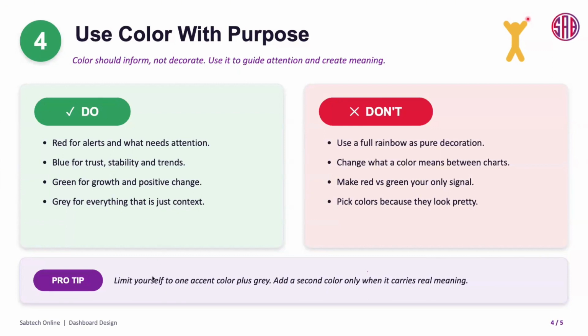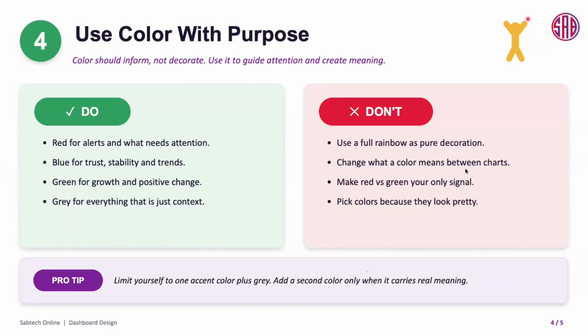Here the pro tip is limit yourself to one accent color. Accent color is if you have chosen a blue, use a dark blue, somehow a lighter blue like that. That's what they mean here, such that the report becomes uniform. They don't use a full rainbow as pure decoration. We always want things to look fancy, but you're killing the context.